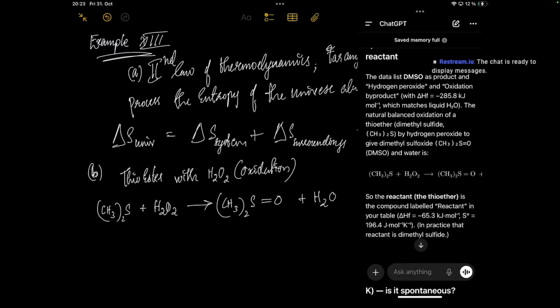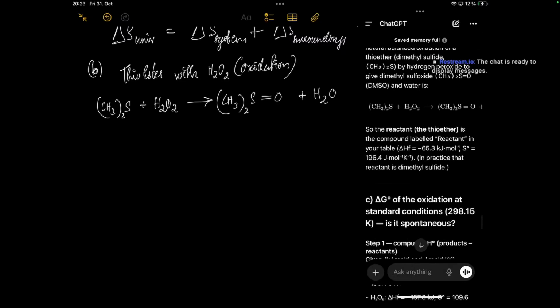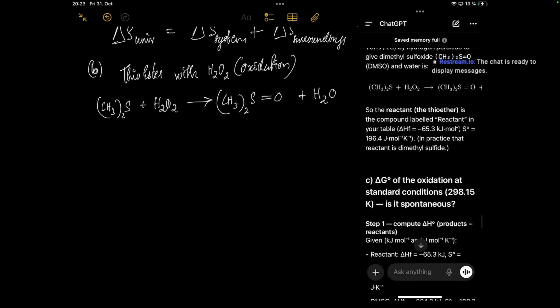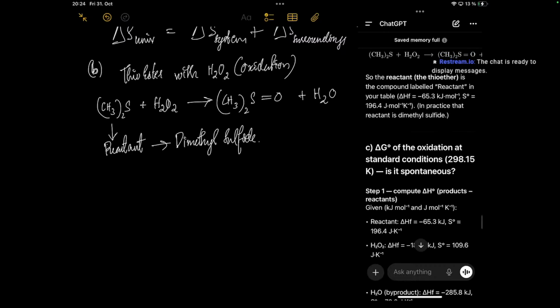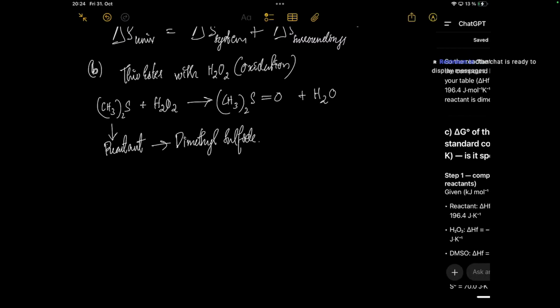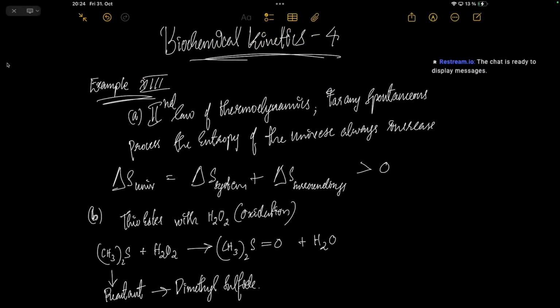Let's go. So what's the reactant? It's dimethyl sulfide. Sulfide. No, I gotta do that question alone.